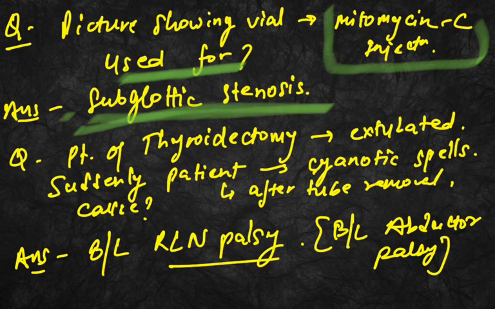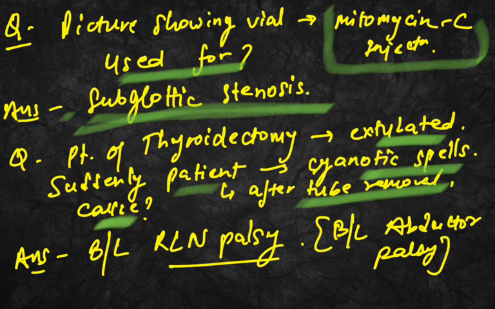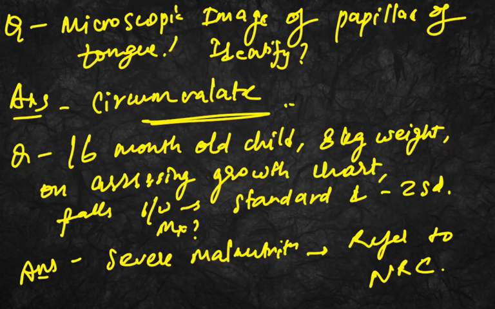Mitomycin C is used for that. Now, a patient of thyroidectomy is extubated, but after tube removal the patient suddenly goes into cyanotic spells. What can be the cause? For this, bilateral abductor palsy is the cause, and it is due to bilateral recurrent laryngeal nerve palsy. This is the main issue, and that is the answer also.